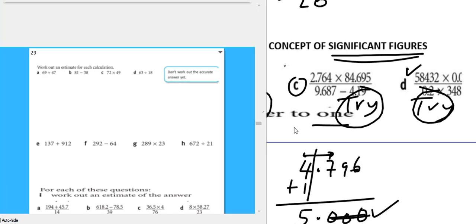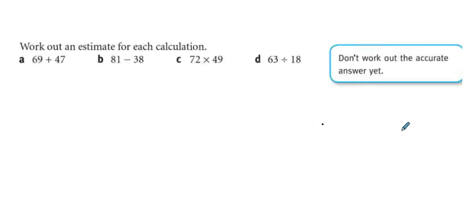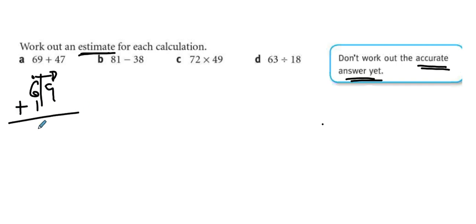Then, okay. Work out an estimate for each calculation. Don't work out the accurate answer. The question is work out the estimate. It's simple. Take the number, round it to one significant figure. This 9 is bigger than 5. Add 1 here. This is 7. And 9 becomes 0. See? So that becomes 70.